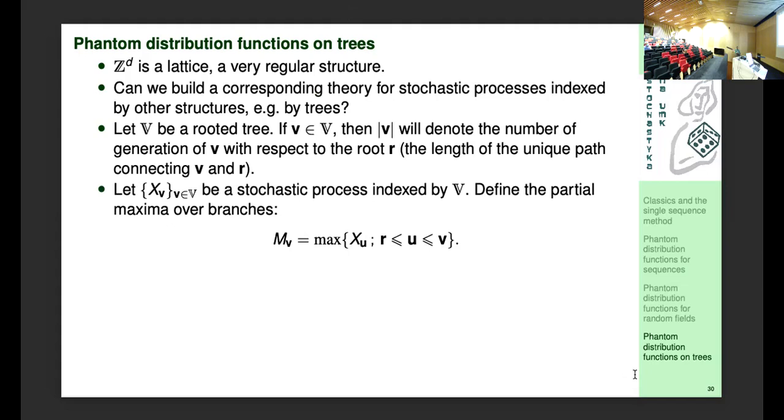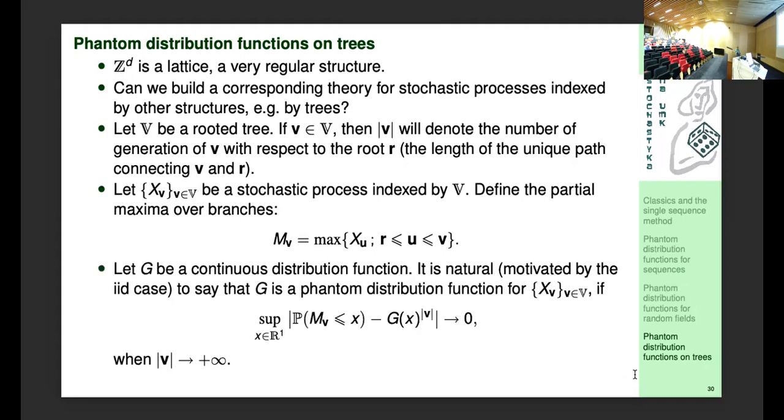Suppose we have a stochastic process indexed by V, define the partial maxima over branches. But here this is well defined. I mean, we know what it means over a branch. So for each V, we have only one branch connecting V and R.